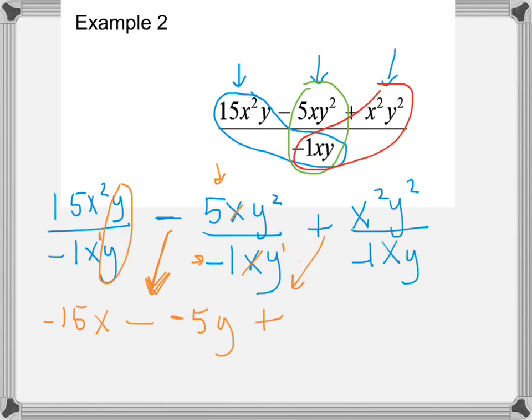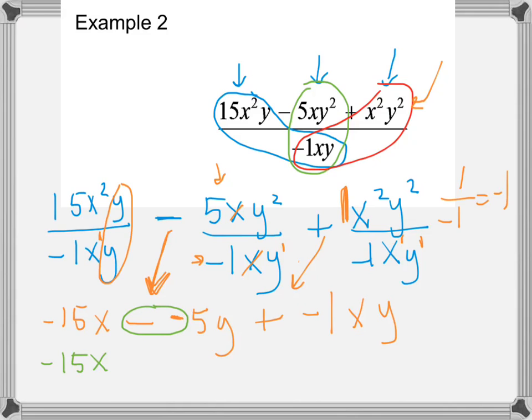Now, there doesn't appear to be a coefficient on the final term of that trinomial, but remember, you want to consider the coefficient when you don't see it to be 1. So 1 divided by negative 1 is negative 1. So I'm going to write negative 1 as the coefficient here. X squared divided by x to the first power is x to the first power. And y squared divided by y to the first power is y to the first power. Okay, all right, let's clean this up a little bit here. So we have, let's keep this as negative 15x. This right here, this combination of subtracting a negative, is a plus.